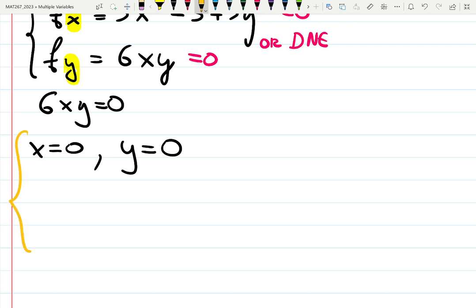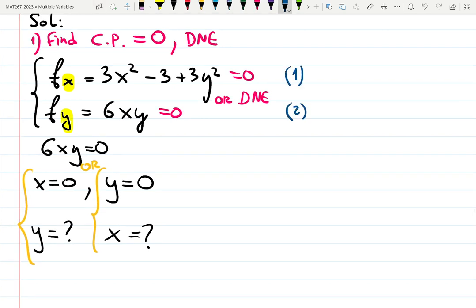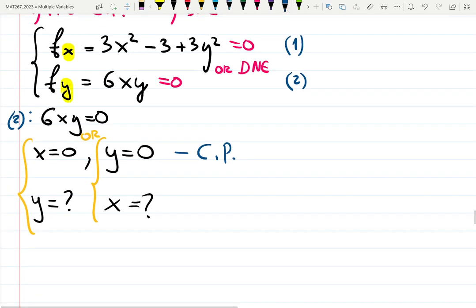Now, the thing is, it's and/or. So I will have to figure out what happens with y over here and with x over here. How to do that? I'm going to plug it into the first equation. Let me number them. I like numbering equations. Equation number 1, equation number 2. From equation number 2, I got that x and y can be 0. Those are definitely critical points, CPs. But now I have to figure out different cases. From equation number 1, actually.